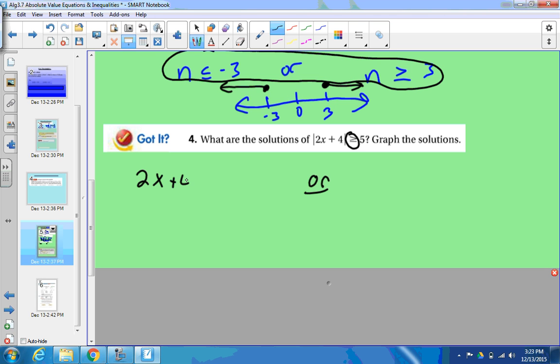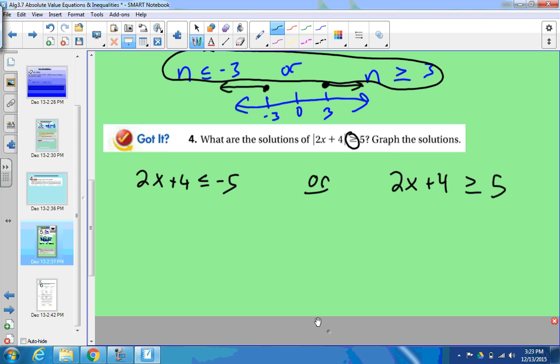2x plus 4 is less than or equal to the negative of that b, or 2x plus 4 would be greater than or equal to the positive. All right? And we just solve it. Take our steps and solve it one step at a time. Subtract 4. 2x is less than or equal to negative 9. So we have x is less than or equal to negative 4.5.